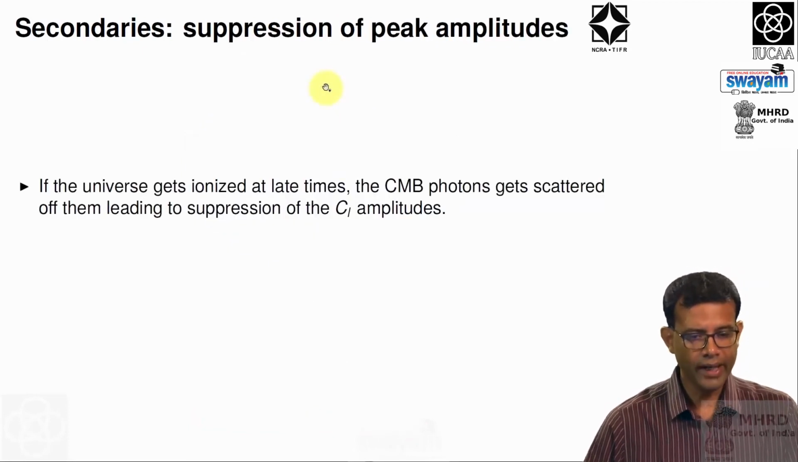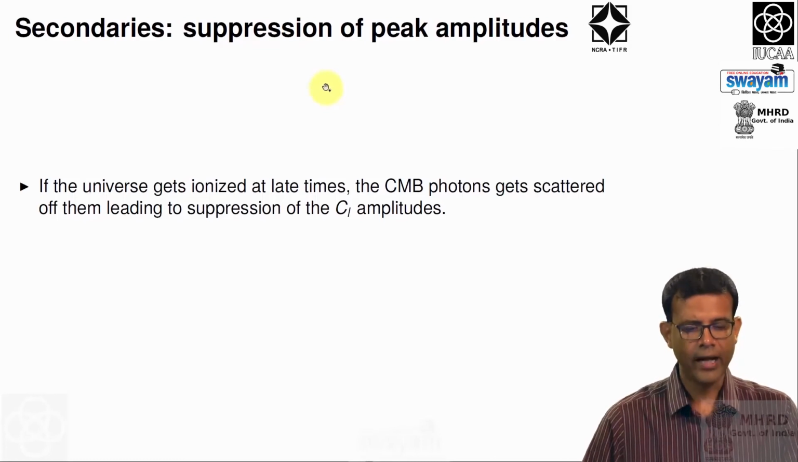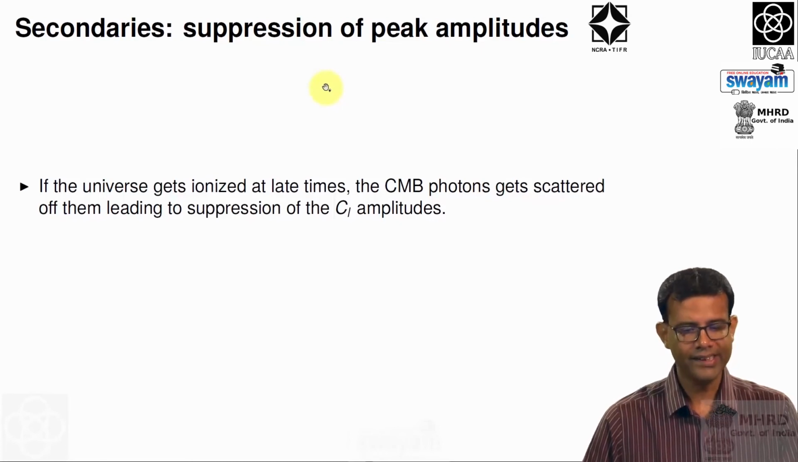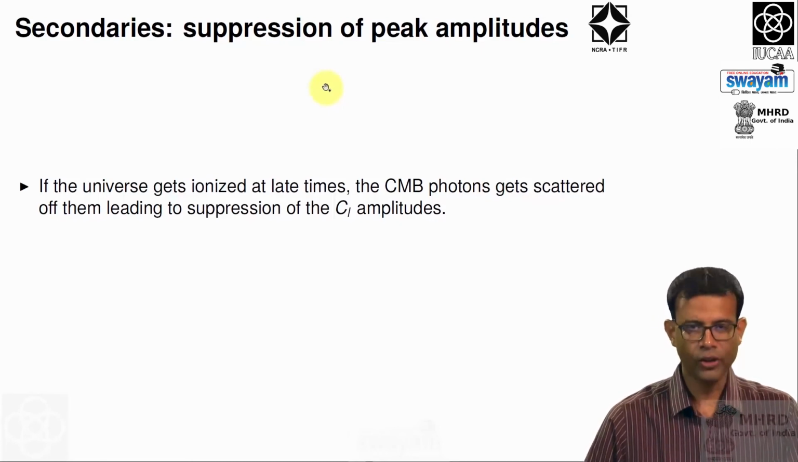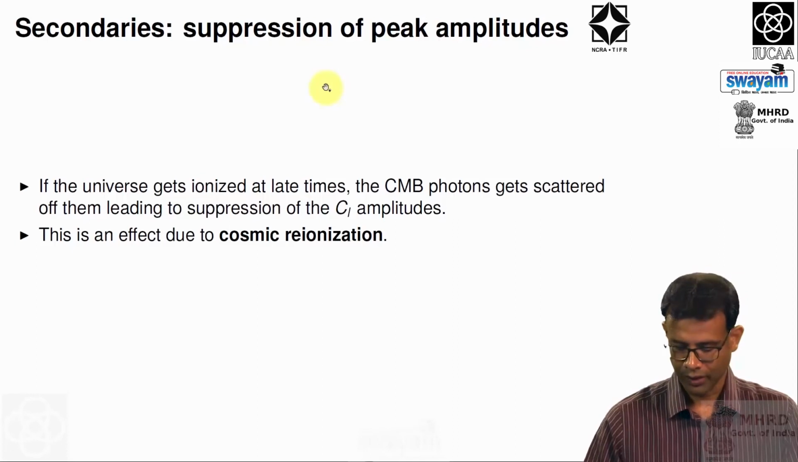Then there are other secondaries which have to do with suppression of the amplitude of the C_ls. This happens if the universe gets ionized at late times. Then the CMBR photon starts getting scattered again off the free electrons produced because of this ionization, that will lead to suppression of the inhomogeneities. This ionization is an effect due to what is known as cosmic reionization, where the universe gets ionized once more. So, there are a lot of free electrons to interact with, giving rise to this suppression in the amplitude.